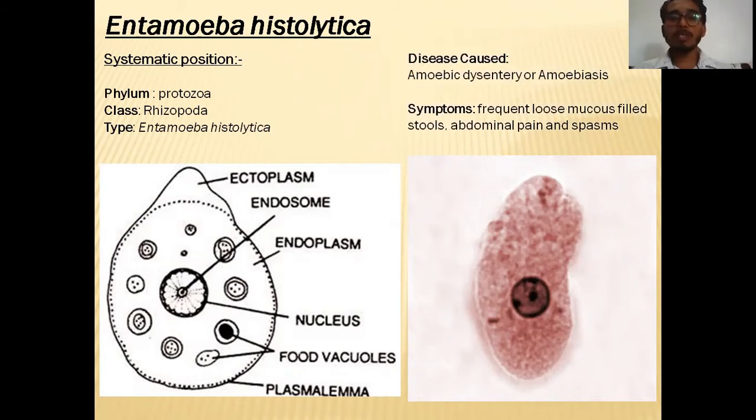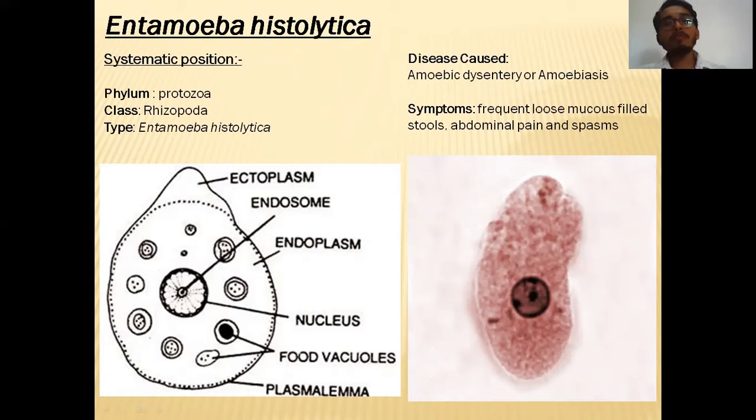The disease it causes is termed amoebiasis or amoebic dysentery. Amoebic dysentery is a dysentery caused by this Entamoeba. It's not a normal dysentery. It's a fluidy, liquid-like condition, which we call frequent loose mucus-filled stools. Stool is nothing but dysentery.